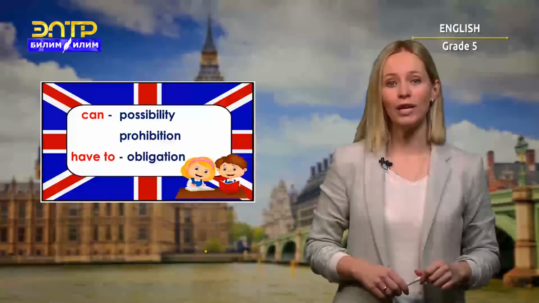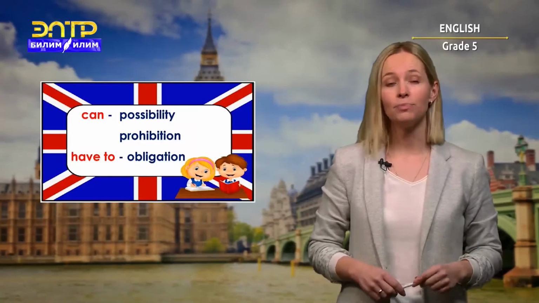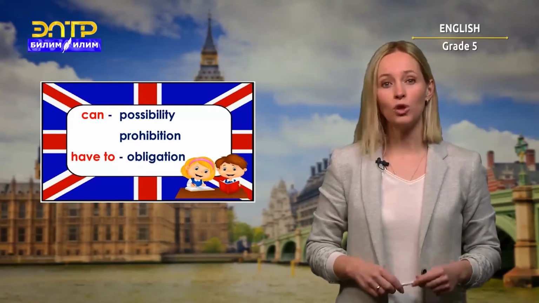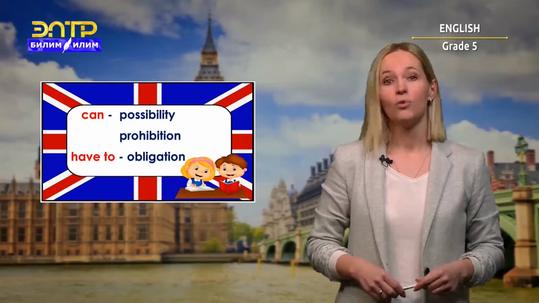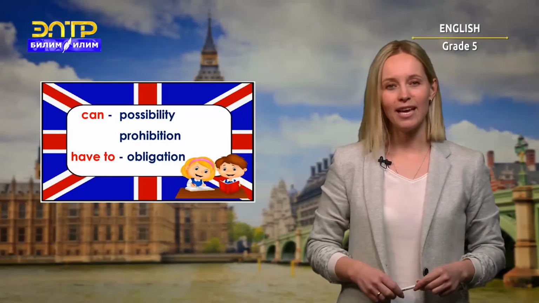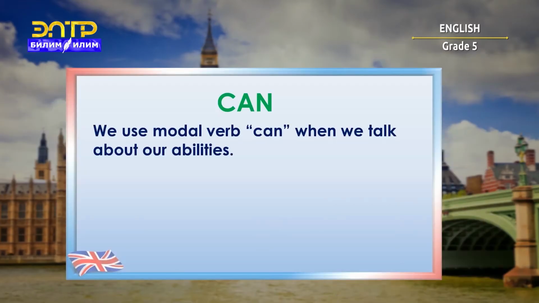Today we will be talking about modal verb can for possibility and prohibition and modal verb have to for expressing obligation. We will also learn traffic rules and signs. We use modal verb can when we talk about our abilities.